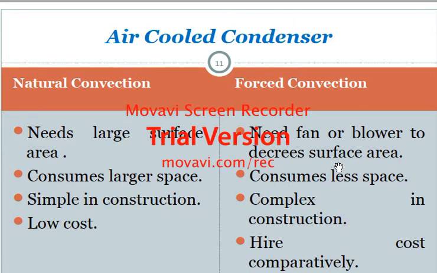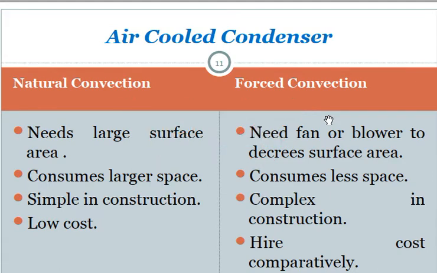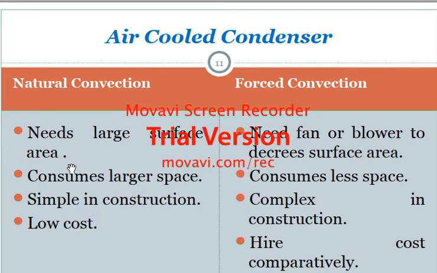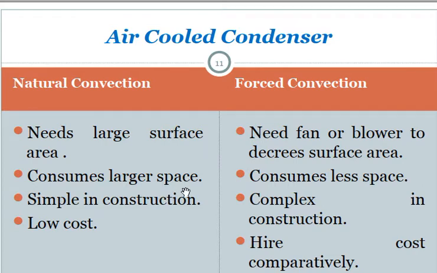So we compare both types of system. We have some differences between them. Natural convection needs a large surface area because, as I always mentioned before, we need large space to design or construct the natural convection system. It consumes large space, is simple in construction, and low cost. And this one is very good because of the low cost.